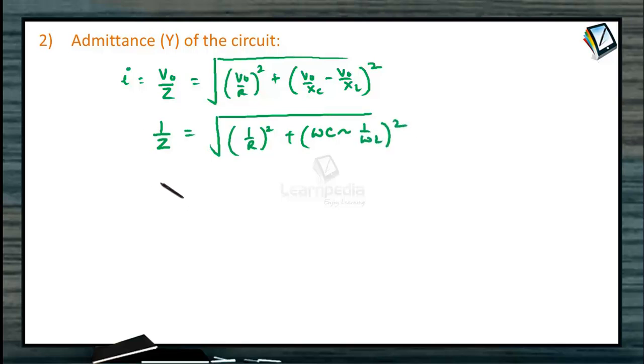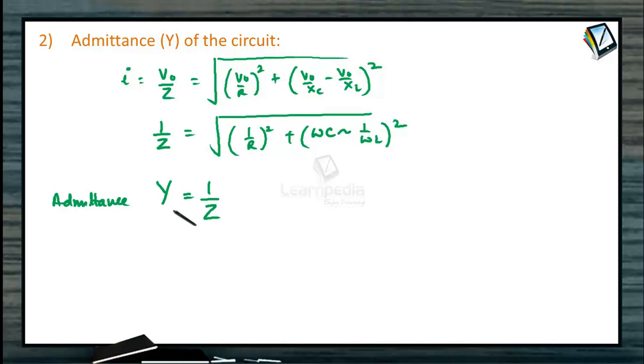1 by Z is called Y, and Y is called admittance. The reciprocal of impedance is called admittance. The unit will be ohm inverse. And admittance is under root of 1 by R whole square plus omega C minus 1 by omega L whole square.